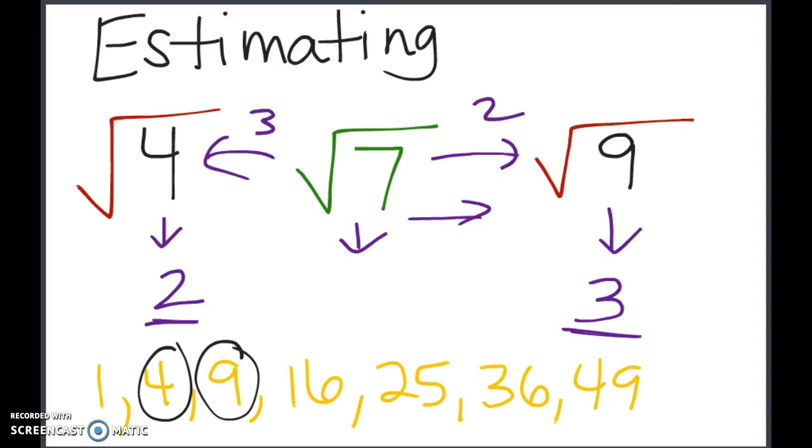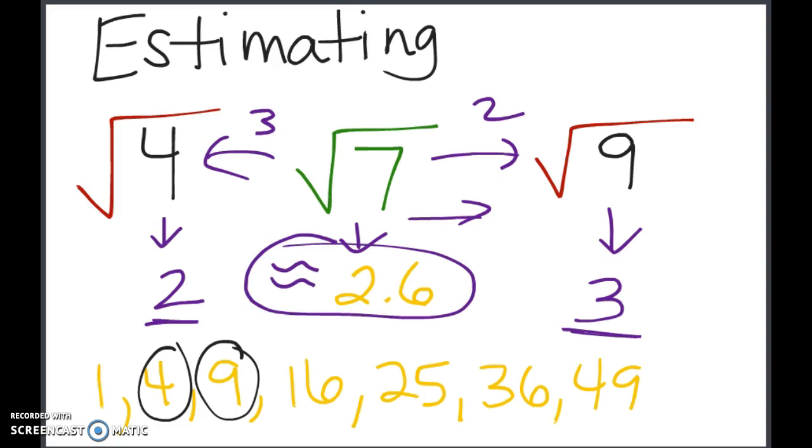Okay, so I'm going to take an estimate. I think it's a little closer, so it's over halfway. So I'm going to estimate about 2.6. And I'm going to use this symbol. That means approximately or about 2.6 since I estimated. Okay, we're going to do one more.